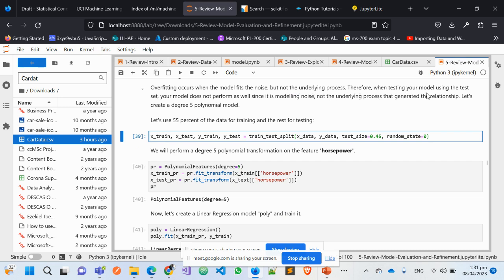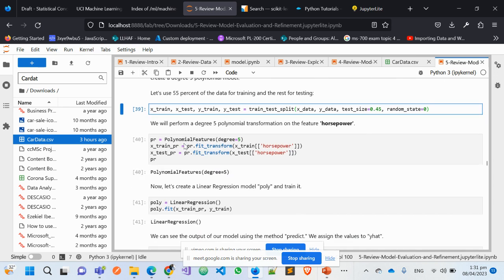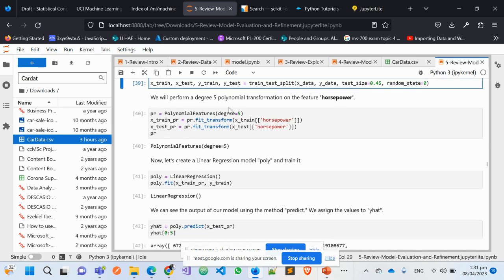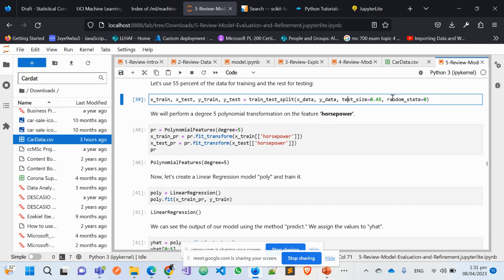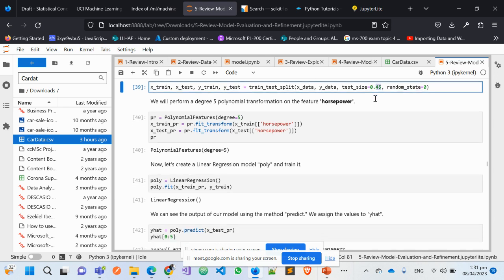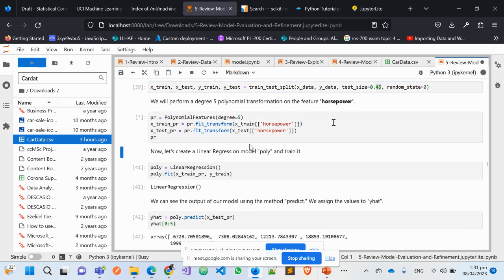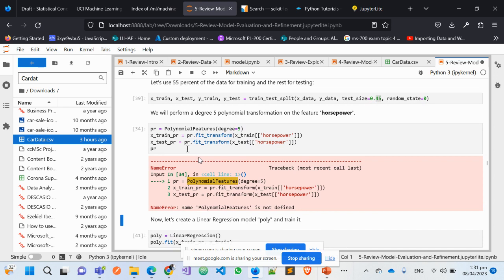Therefore, when testing your model using the test set, the model does not perform well since it's modeling noise, not the underlying process that generated the relationship. Now, by understanding what overfitting and underfitting are, looking at it here, the x train and the x test, y train and the y test, we are able to see that the test data is given by 45%. We want to see how that's going to go, and by polynomial feature, we are able to align with that.